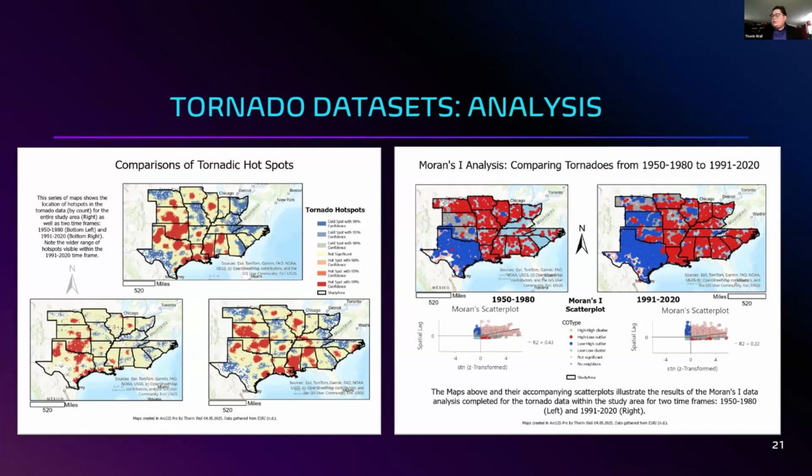The Moran's I analysis showed a similar thing with outliers. There were a higher number of outliers, especially high-low outliers, within the 1991 to 2020 data set than there were in the 1950 to 1980.